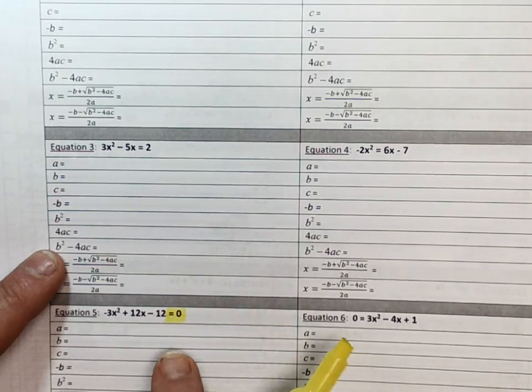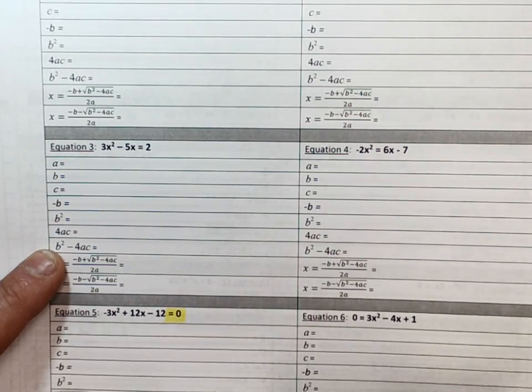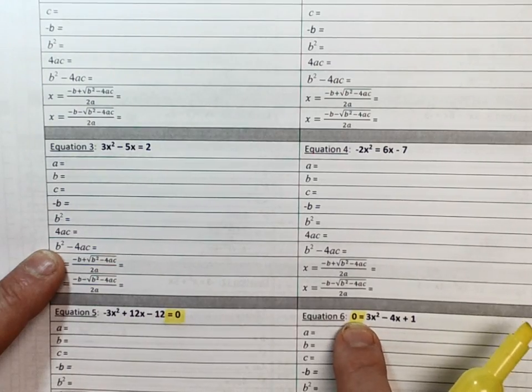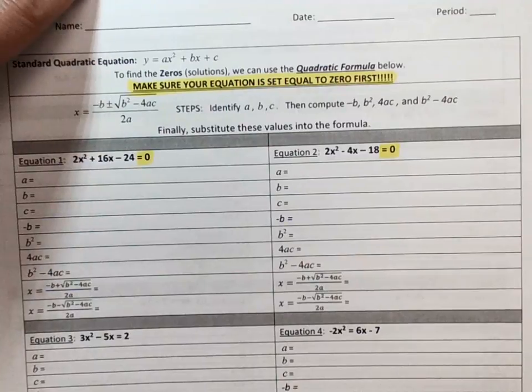Problem 5, ready to go. Problem 6, ready to go. Even though the 0 is first, it doesn't matter. One side of the equation is equal to 0. You are ready to go.